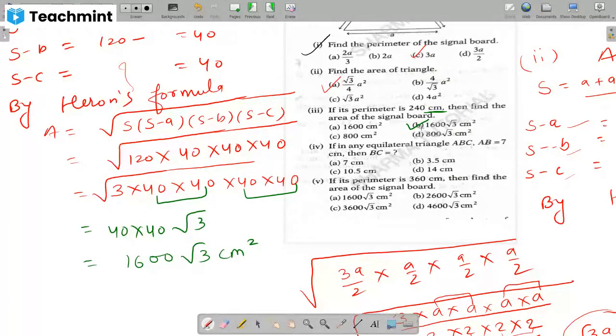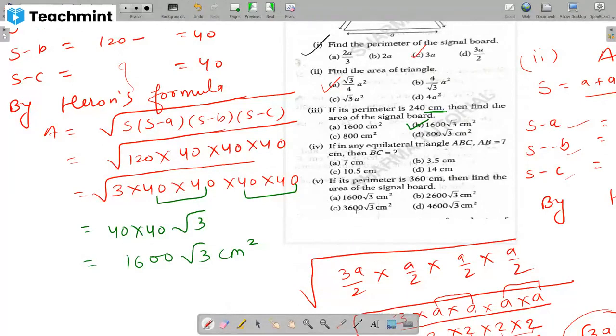Option B. Be careful. Here we are also given 1600 in option A. So be careful. It should not happen that in a hurry you just see this 1600 and think A is the correct option. So be careful. Always check your answer before you submit your answer sheet. Right. Let's move to the next question.